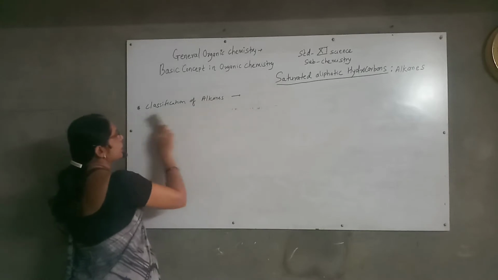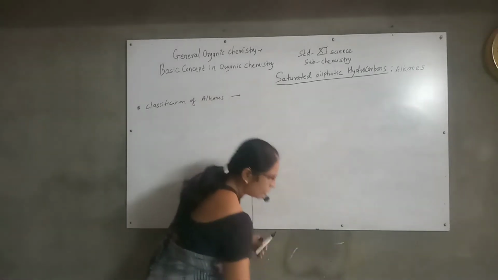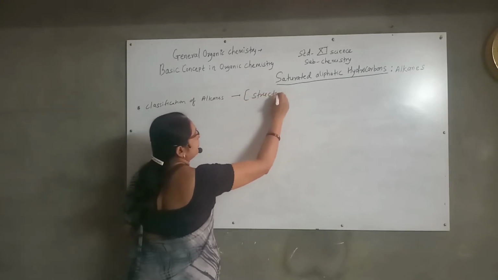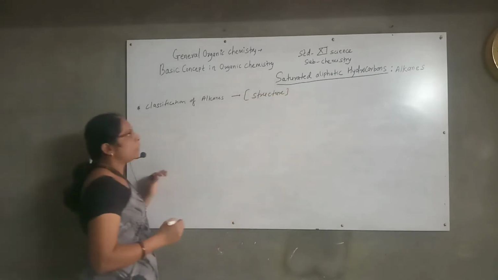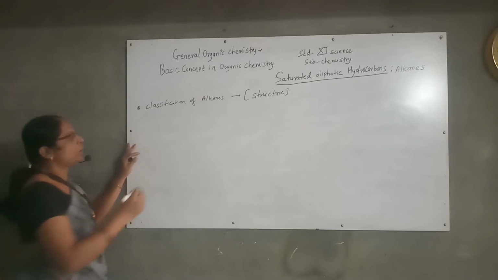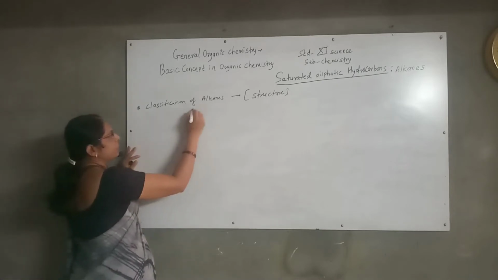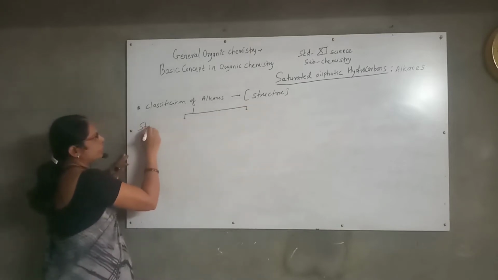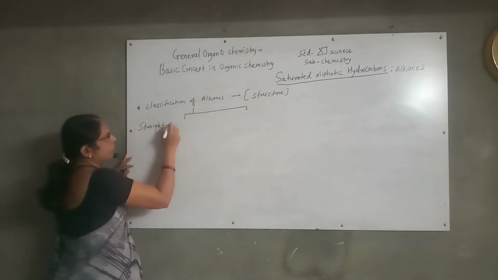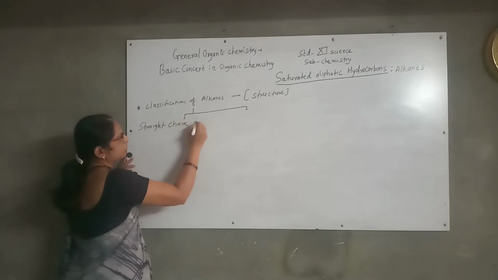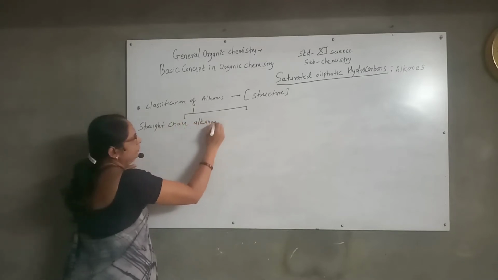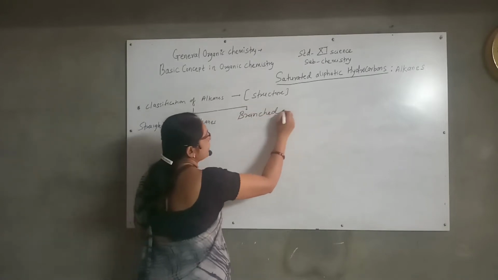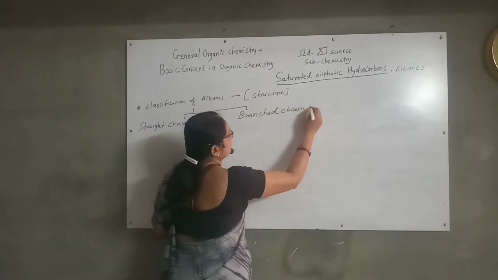So alkanes are classified on the basis of structure. On the basis of the structure, the alkanes are classified as straight chain alkanes and branched chain alkanes.